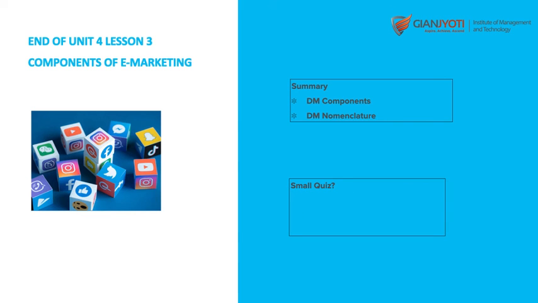So here is a small quiz for you. Question number 1, CPM stands for what? Question number 2, what is SERP? What is the full form of SERP? Question number 3, what is LTV? All three are very important in different formats. So number 1 is CPM, cost per 1000 impressions, SERP is search engine results page, and LTV is lifetime value.